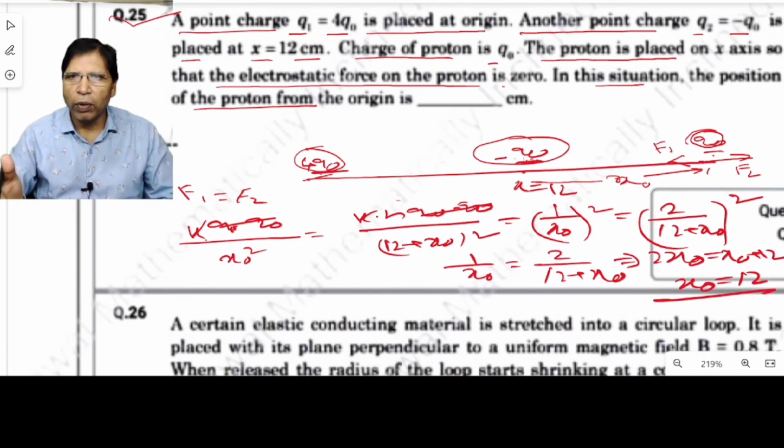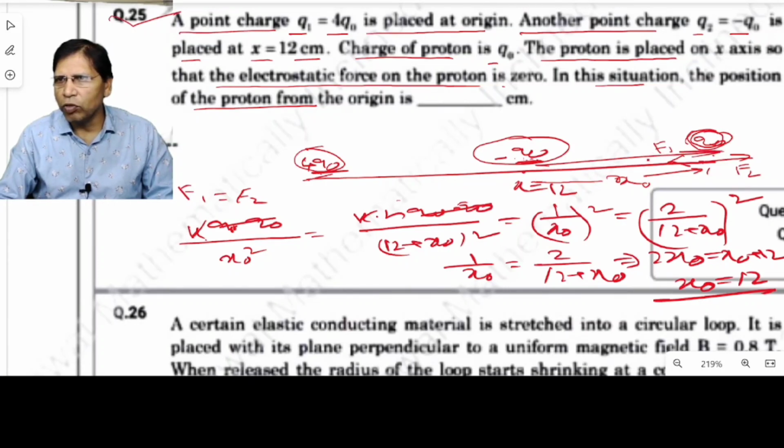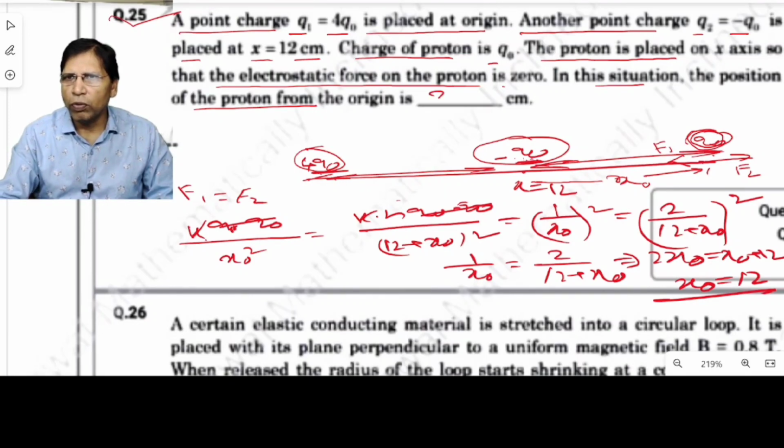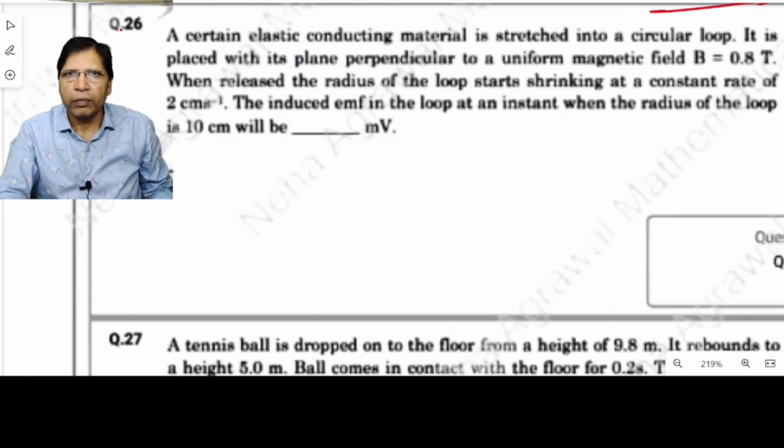Okay, no problem. So the position of the proton: this is 12 centimeter and this is 12 centimeter, so 24 centimeter from the origin. Okay, next. Now, question number 26.